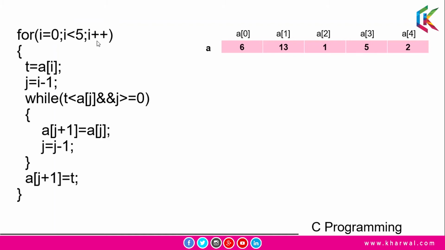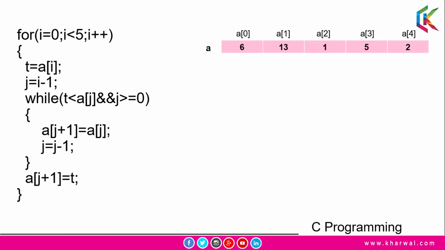So the value of i will be 2 and it will check this condition. 2 less than 5, and this condition is true. So the value of t will be A[2] because the value of i is 2, and the value at A[2] is 1. So the value of t will be 1 and the value of j will be 1 because the value of i is 2, so 2 minus 1 is 1.